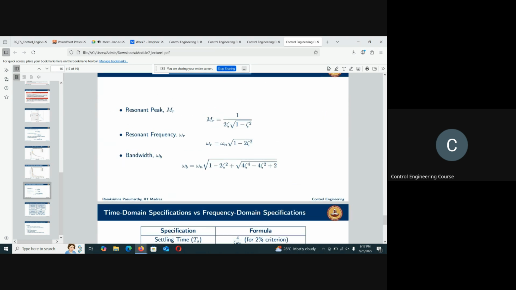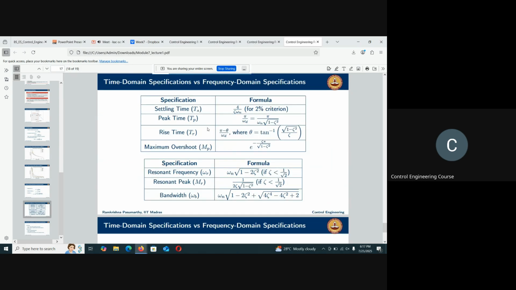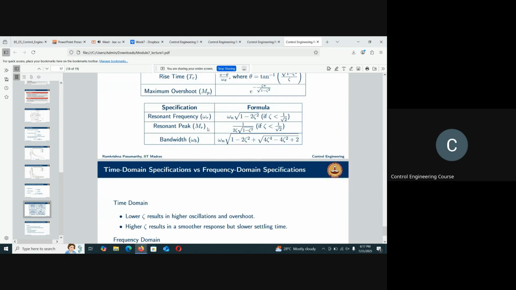So these are the formulas for the resonant peak and the resonant frequency and the bandwidth. If you work it out, you will get it. And the thing is, this is time domain specification and frequency domain specification. They are connected together here.